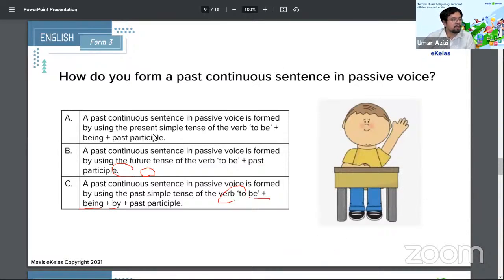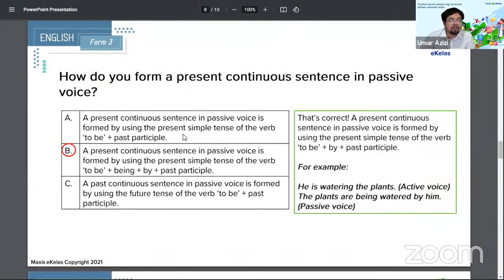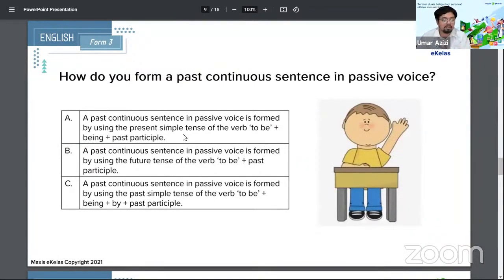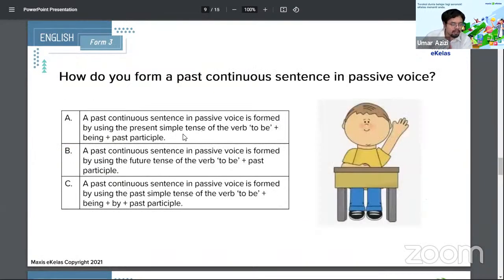All right, next one. How do you form a past continuous sentence in passive voice? Just to be clear, before this we were talking about present continuous sentences. Now we're going to talk about past continuous sentences. So again, clarification to make it clear: just now was present, now we're talking about the past tense. Okay, so past continuous. There are three options.